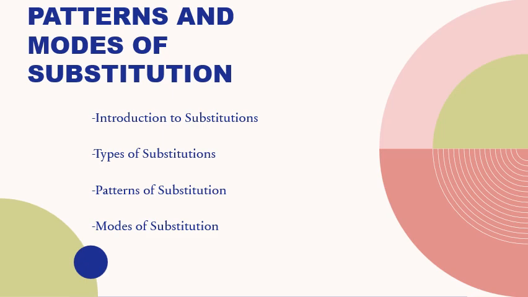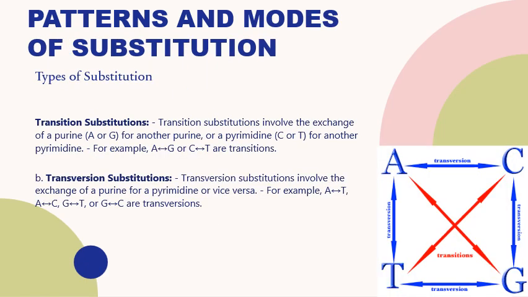Substitutions involve the replacement of one nucleotide, A, T, C, or G, with another in a DNA or RNA sequence. These substitutions can be silent, or they can result in amino acid changes in the proteins. So let's dive into our types of substitutions. On this slide, we'll talk about transition substitutions and transversion substitutions.